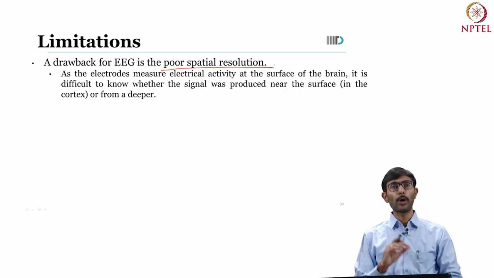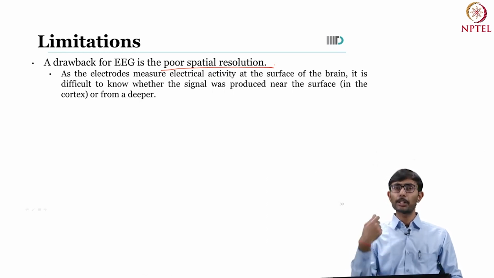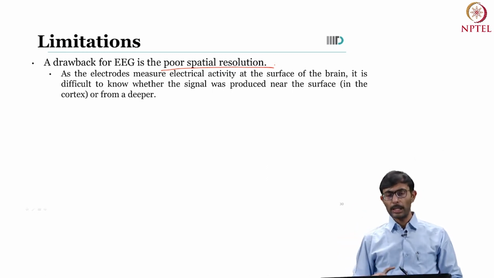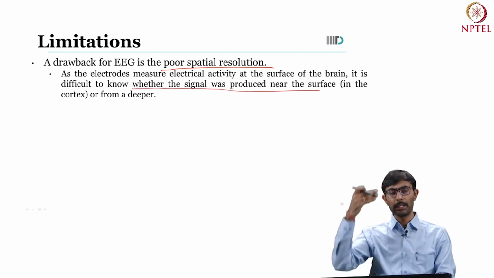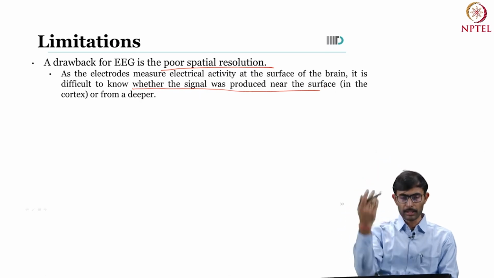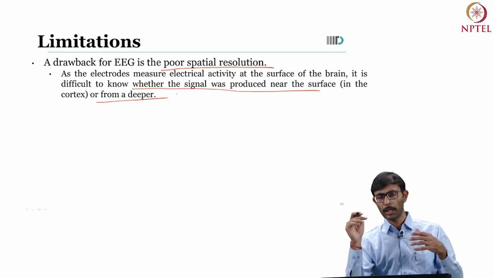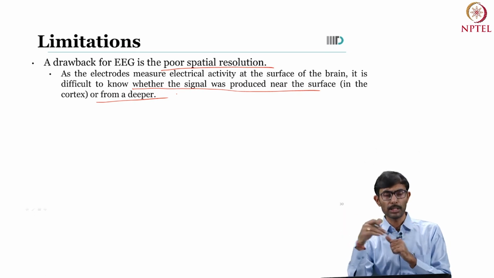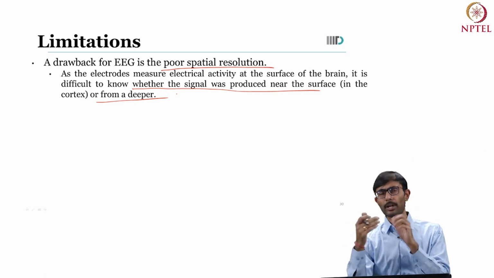What it means is that while it has an excellent temporal resolution, it is a very fast responsive signal, and within 200 milliseconds it can give you the response to an external event or stimulus, you really do not know whether the signal being produced is produced near the surface, that is from the cortex, or at a much deeper level. This is what we call the source localization problem in the EEG domain.